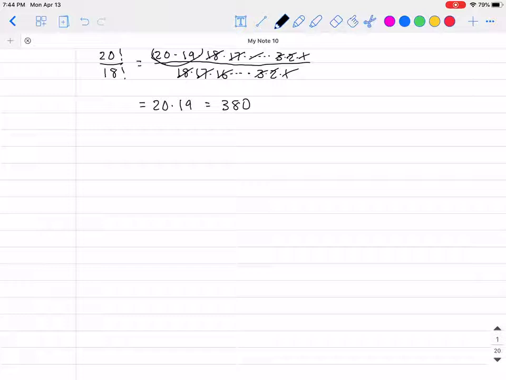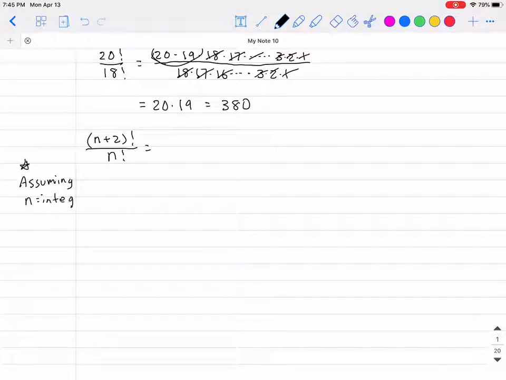Here, let's try something similar to this, but with a little bit more variables. Let's say this time we have the following: (n plus 2) factorial divided by n factorial. Now, this one is a little bit harder to see, but I think we can use the same idea over here. Assuming that n is an integer, we can then write out the following.